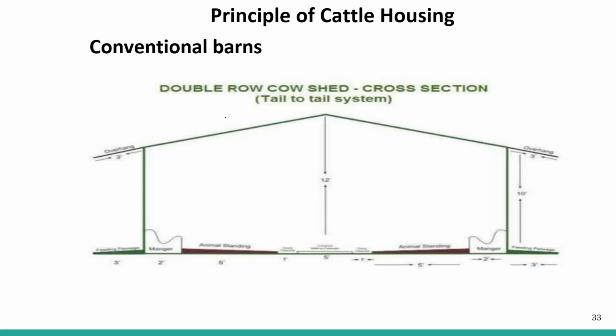Here we can see the double row cow shed cross section. This is a type of housing. We can have a proper wall on both sides and a proper roofing facility, right? And this is made in the heavy rain area. So when there is a heavy rain, the rain can go down from this. That is why it is in such a roof type. We also have a manger, a place where cattle can eat and drink.